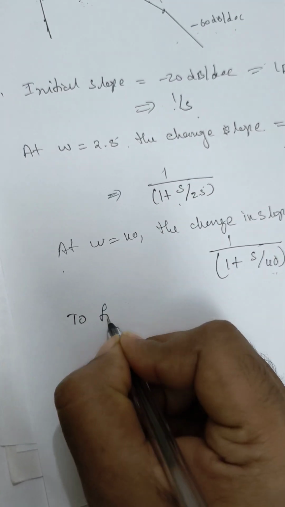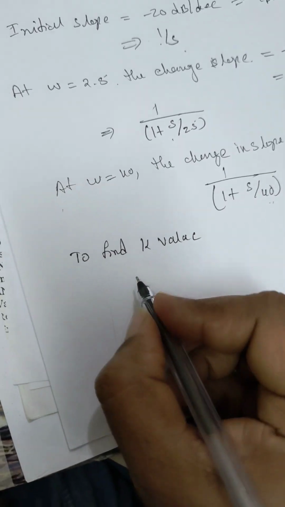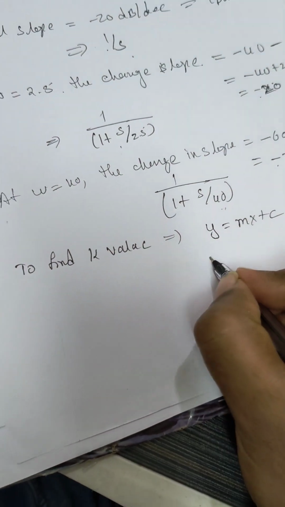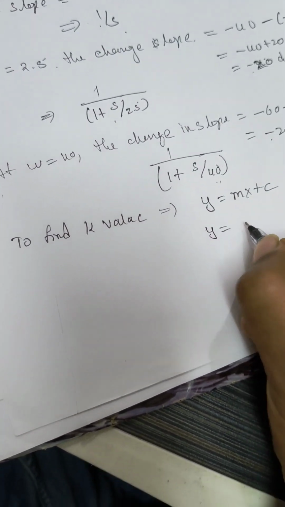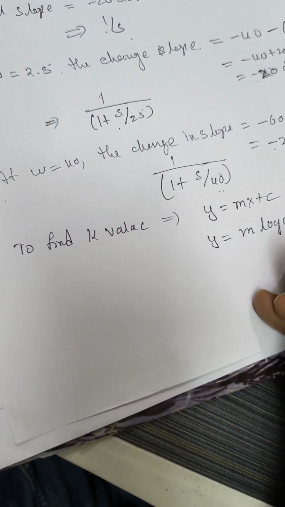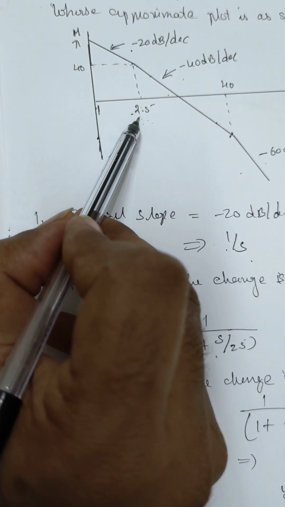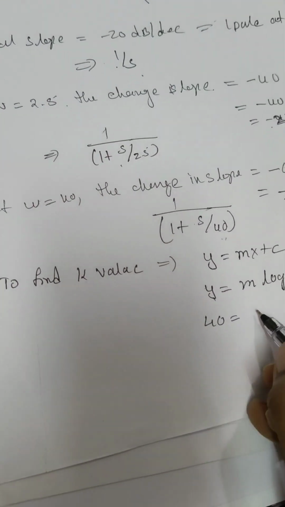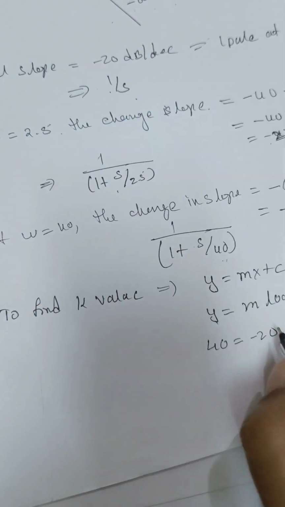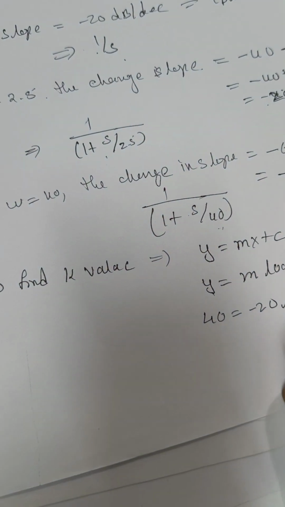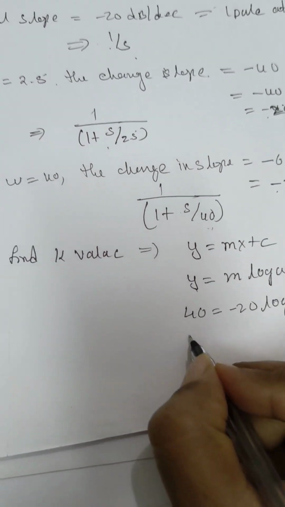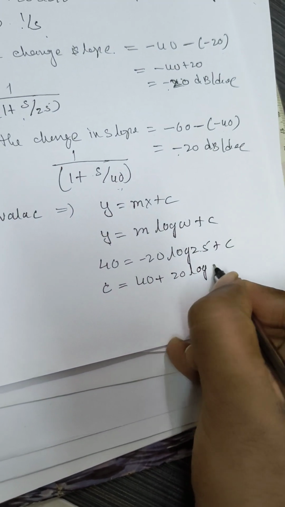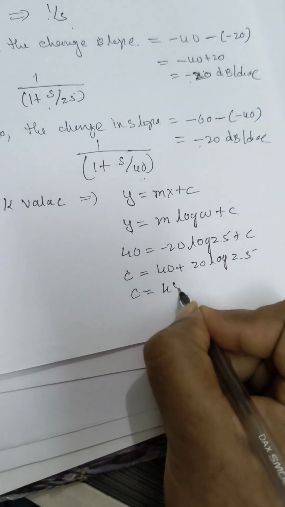To find the k value you follow the rule y equals mx plus c, the slope formula. So y equals m log omega plus c, where m is the initial slope. At 2.5 they have given the magnitude as 40. So your y is 40, the slope is minus 20, this initial slope, and log omega you take as 2.5, plus c. From this you find c. The c is 40 plus 20 log 2.5, which is 48 dB.